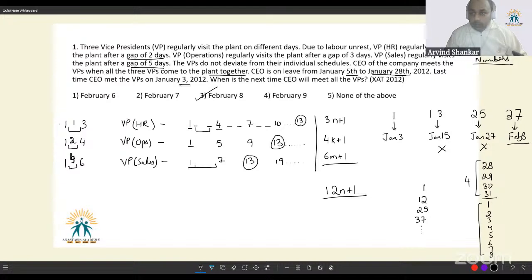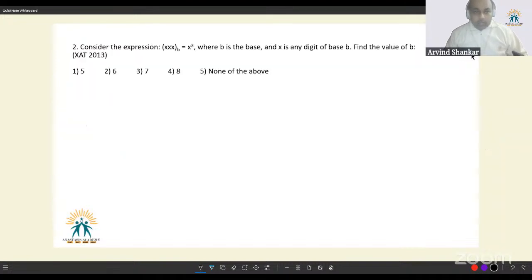Okay, let's go to the next question. Please try this one and the timer is ongoing. 3 minutes is perhaps too much for this. I'll stop it at 2 this time.